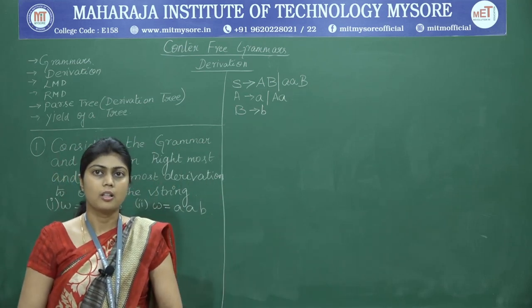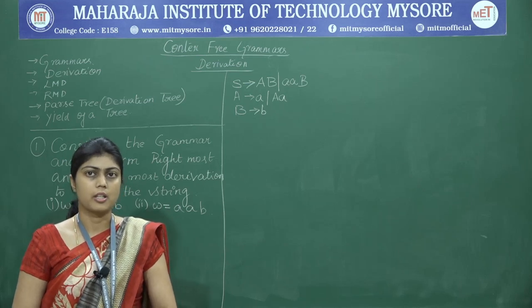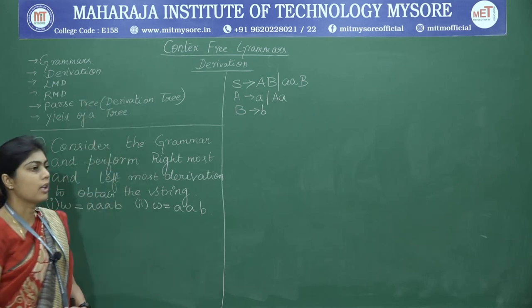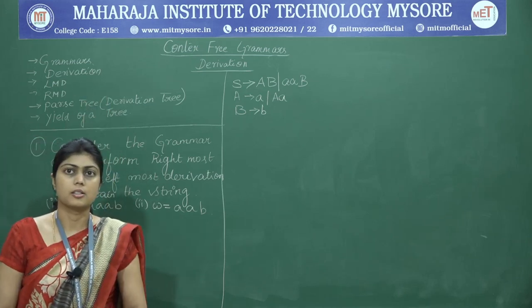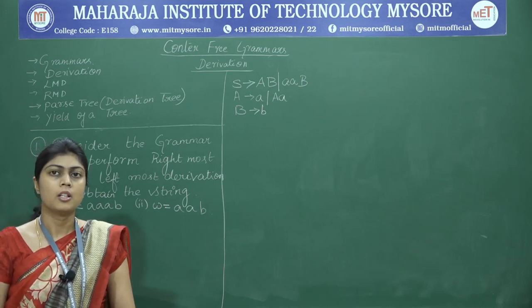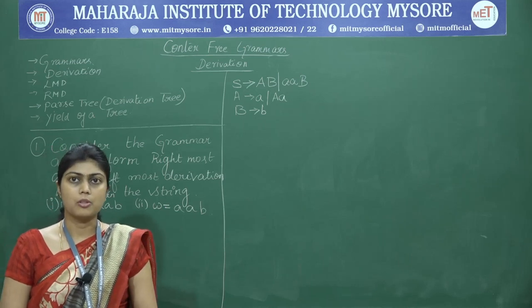Hello everyone. So in the previous class we have studied context free grammars and we have seen the definition of a context free grammar. What is derivation? It is a process of deriving a string of terminals from the given set of production rules in the grammar. Then we have seen two types of derivation.